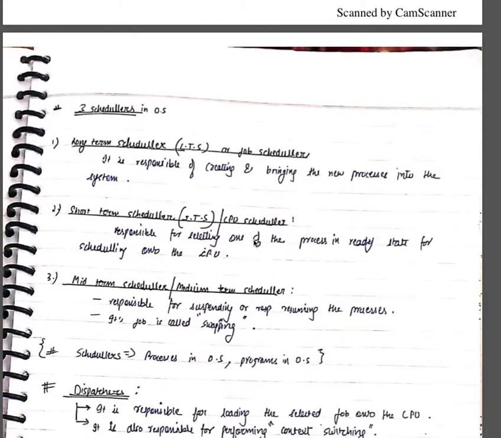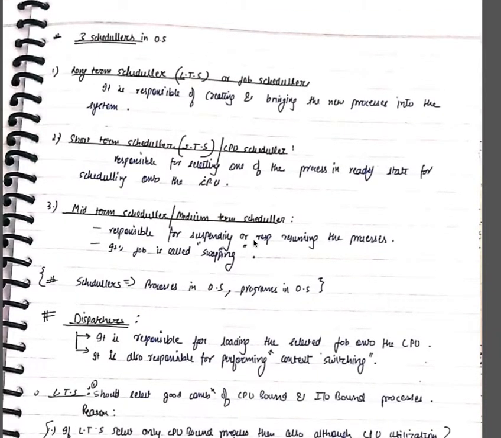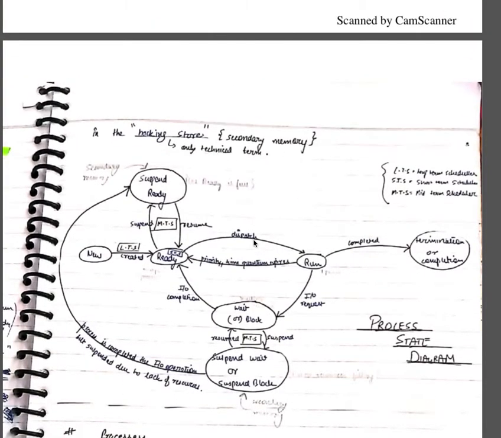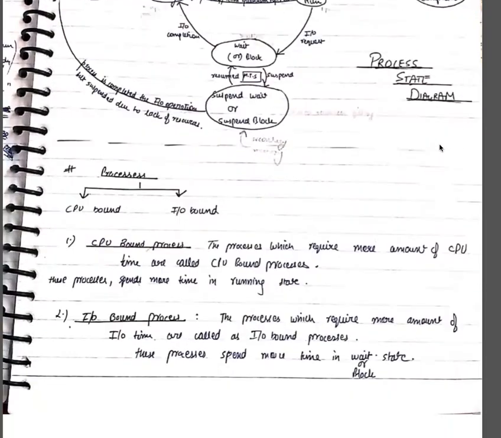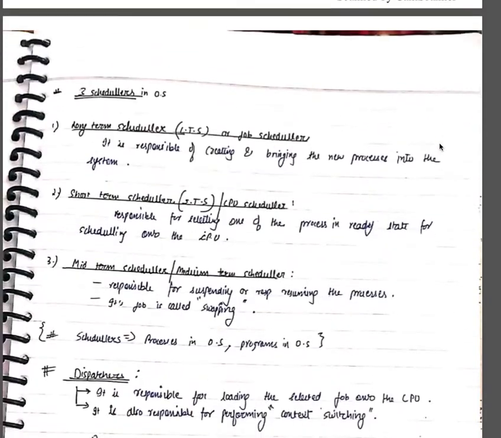Now, I have three schedulers in OS, as in this diagram where I was talking about LTS, STS, MTS. So let's talk about the schedulers right now.